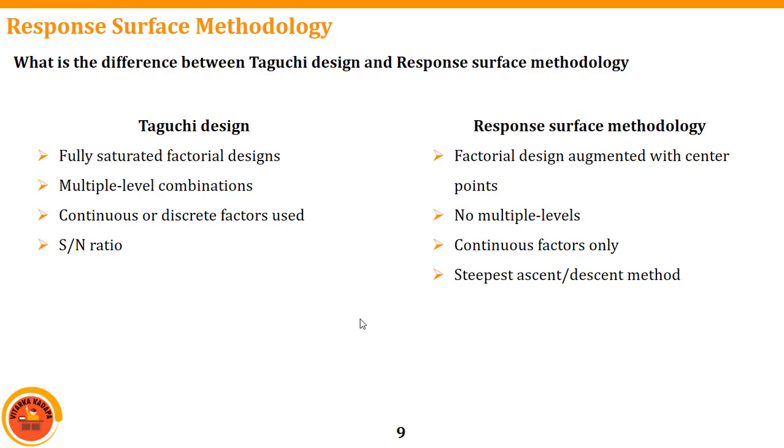In Taguchi, we will have multiple combinations, like 2 levels with 1 factor multiplied by 3 levels with 3 factors. But here no multiple levels will be there. In Taguchi, we can go for continuous and discontinuous factors also. But here only continuous variables are going to be used. There we are talking about the signal to noise ratio. Here we will follow the method of moving towards the top, steepest ascent and steepest descent methodologies. Okay, so that is the basic difference between these two things.